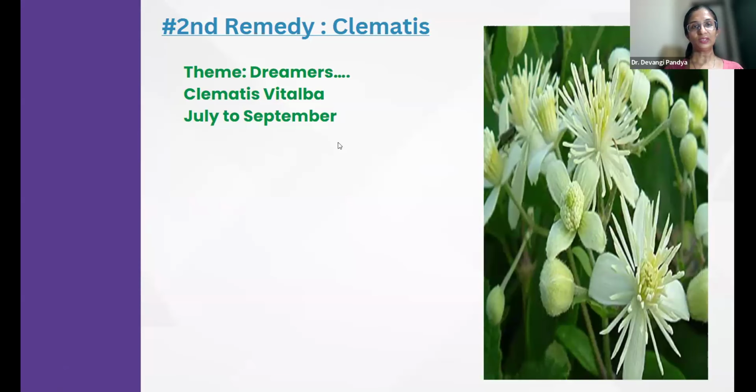They are dreamers. That is the main theme. So in each and every remedy, there is one main theme, and as per that theme, the whole medicine covers all the types of symptoms. The first one was lacking in interest, and here it is a dreamer.